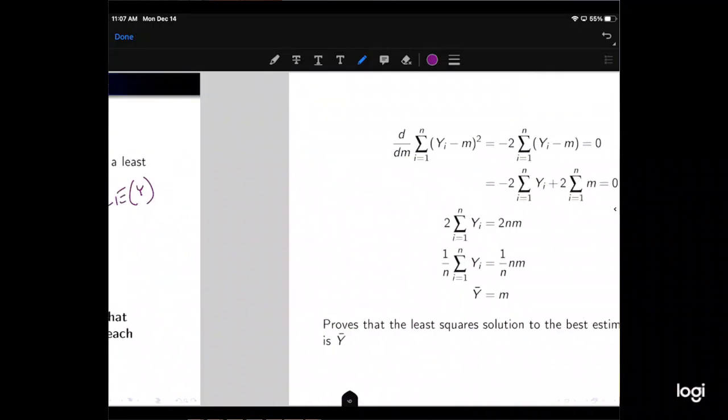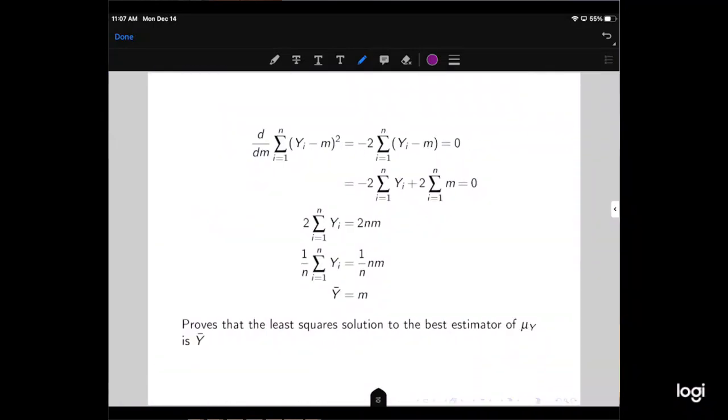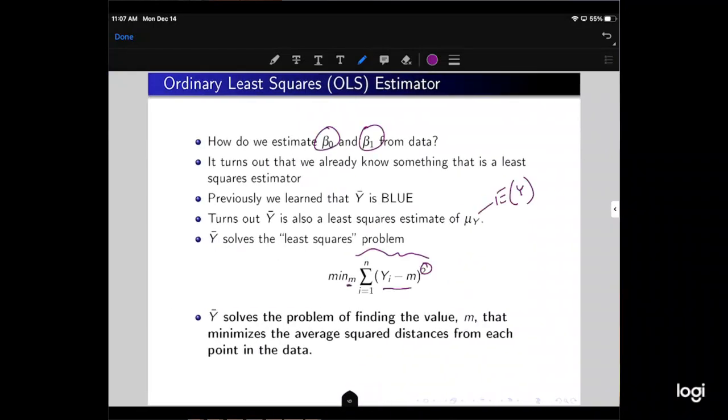So let's take the derivative of that expression. You don't need to actually know how to do a derivative for this class. I hope that you've taken calculus, but you're not going to be asked to do this on a problem set or a test, but this is how it works.